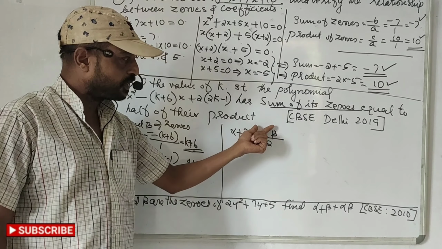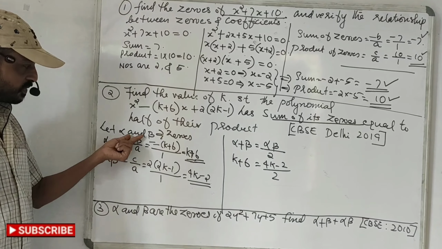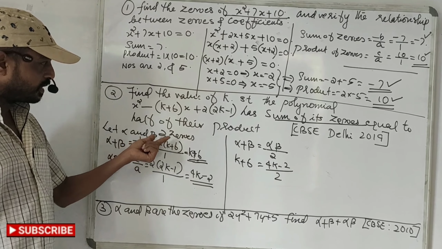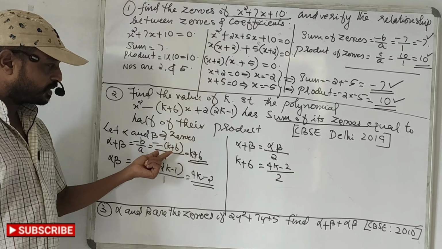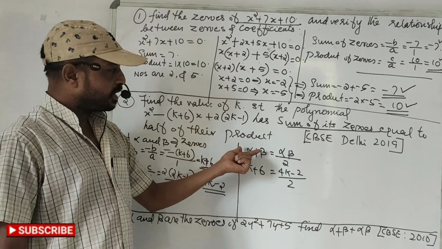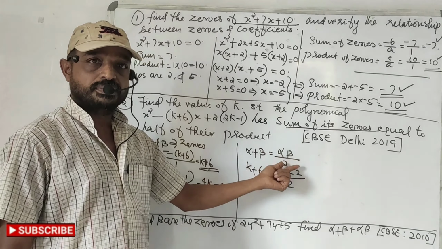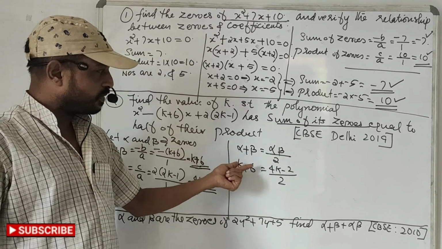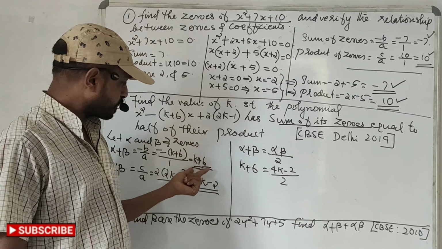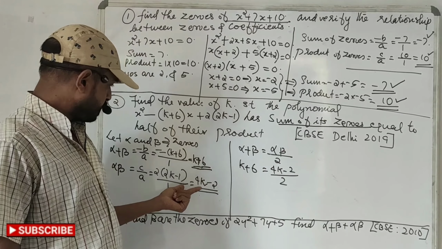What is alpha plus beta? Alpha plus beta is the sum of the roots, which is minus b by a. Minus b is the coefficient of x, minus of k plus 6, by a is 1, that is k plus 6. Similarly, alpha beta is c by a, which is 4k minus 2. It is given that the sum is equal to half of the product. The sum, alpha plus beta, that is k plus 6, is equal to half of the product, the product is 4k minus 2, so 4k minus 2 by 2.